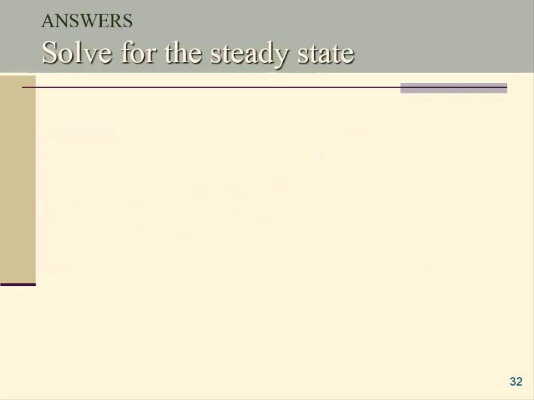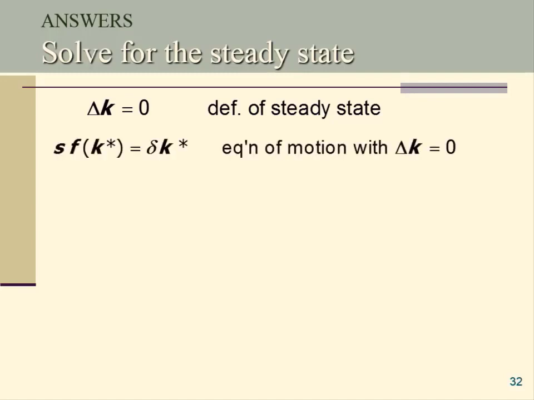So you can solve it this way. At the steady state, by definition, the change in capital stock per worker equals 0. This implies s times f of k star equals delta times k star, where the equation of motion with change in capital stock per worker equals 0. Therefore, you can do that. And now substitute the parameters s and delta.